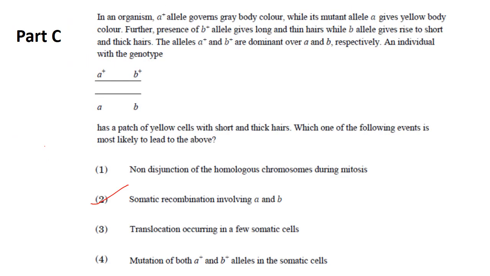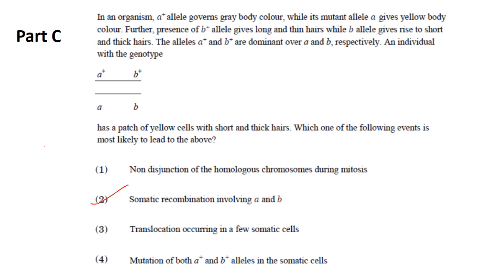In an organism, A plus governs gray body color, while its mutant small a gives yellow body color. Further, presence of B plus allele gives long and thin hairs, while B allele gives rise to short and thick hairs. The alleles A plus and B plus are dominant over A and B respectively. An individual with this genotype has a patch of yellow cells with short and thick hairs. Which one of the following events is most likely to have led to the above?